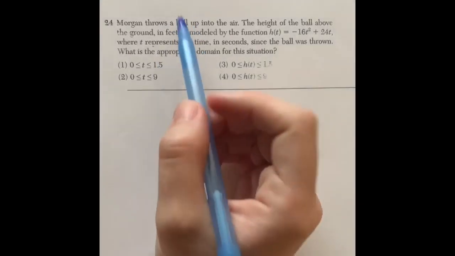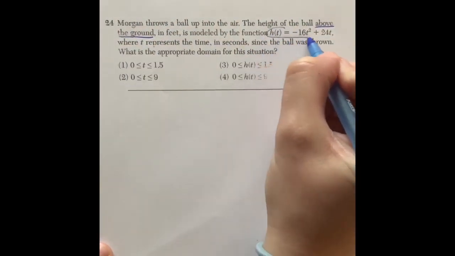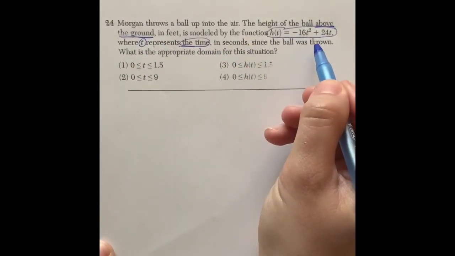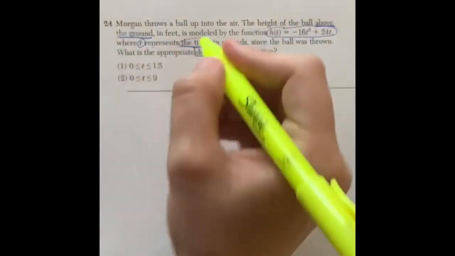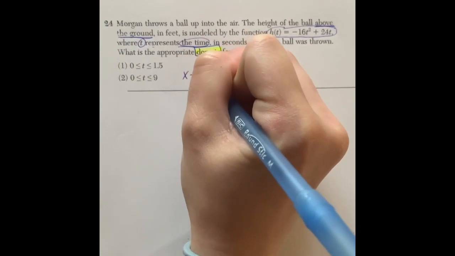Number 24. Morgan throws a ball up into the air. The height of the ball above the ground in feet is modeled by the function h of t equals negative 16t squared plus 24t, where t represents the time in seconds since the ball was thrown. What is the approximate domain for this situation? As soon as I see the word domain, we need to know that domain means the x values.